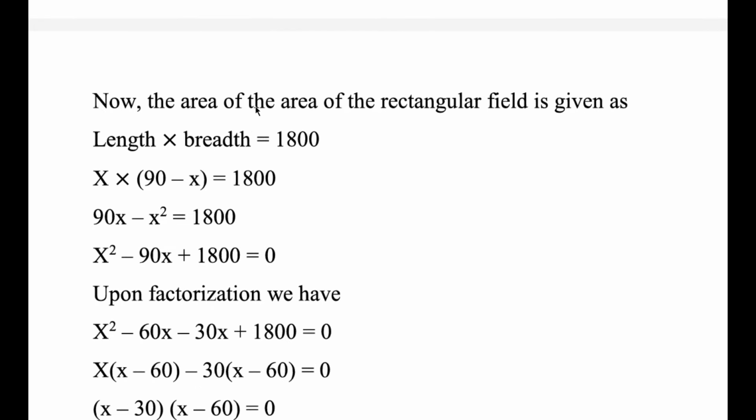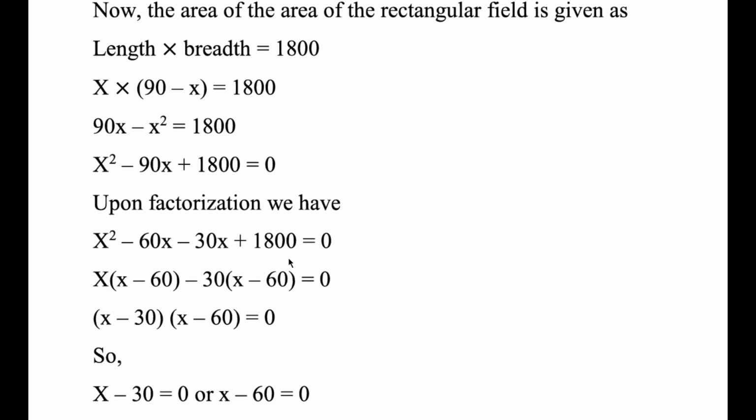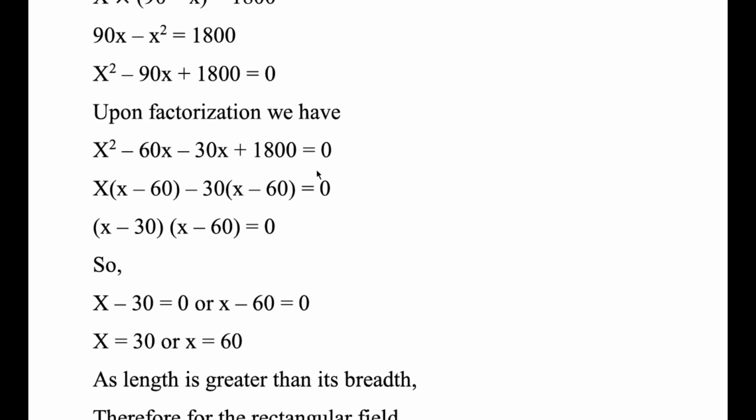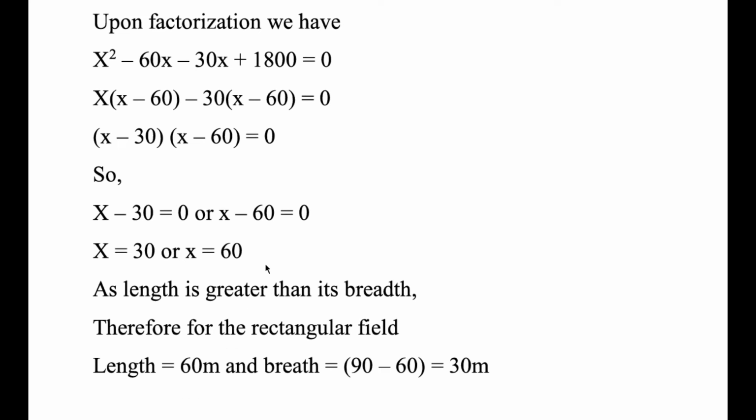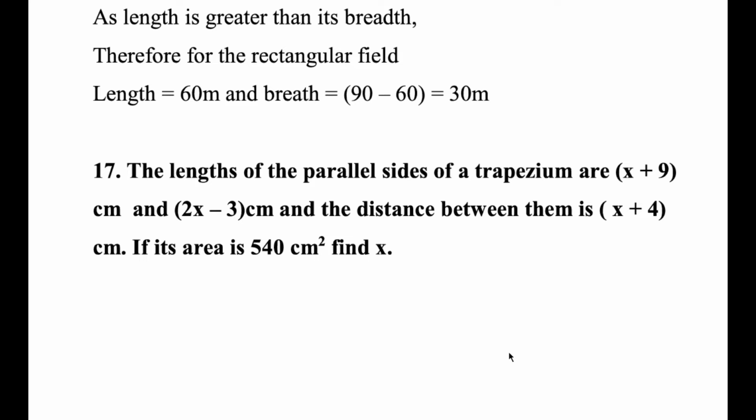Now the area of the rectangular field is given, length into breadth is equal to 1800. So x into 90 minus x will be 1800. Just two step simplification. After that the middle term factorization, you will get the values of x will be 30 or 60. The length is greater than its breadth, so therefore for the rectangular field, length will be 60 and breadth will be 30 meter. Very interesting sum. Come to the next problem.